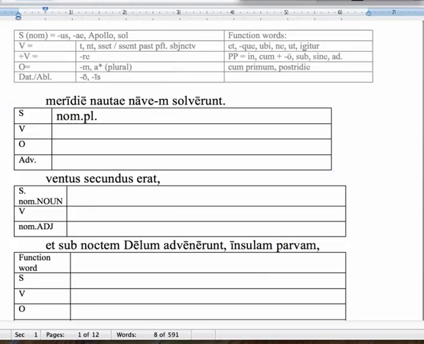Navem is the object. You can tell it's the object because it ends in M. You can tell this is the verb because it ends in T. Okay? That only leaves meridie, midday. And that'll be the adverb. Adverbial endings are like E, usually long E, or iter.